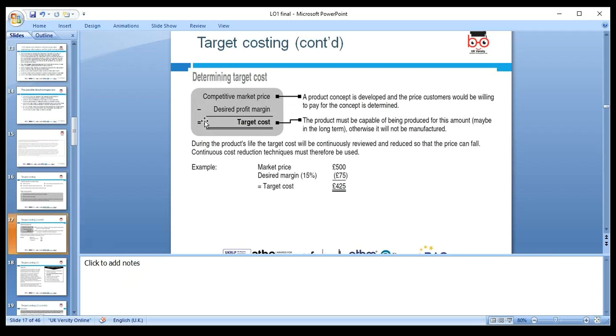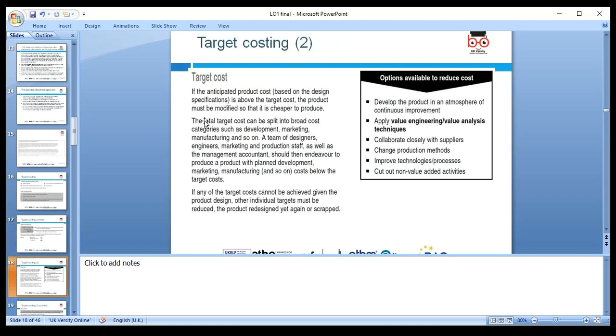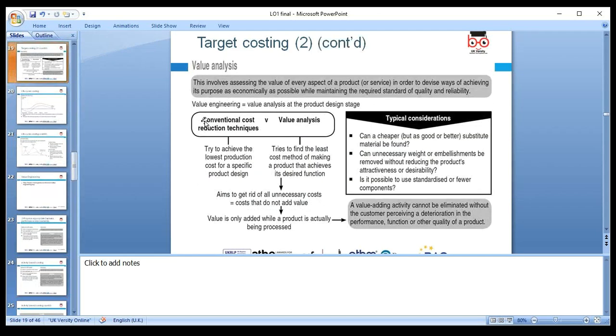You will see here we have a market price. We required a margin of 15%, so 15% is my gross profit. So of 500, 15% is 75. We want that gross profit. What will be the target cost? 475. Any questions? No. Okay, target costing also helps us to reduce the cost.